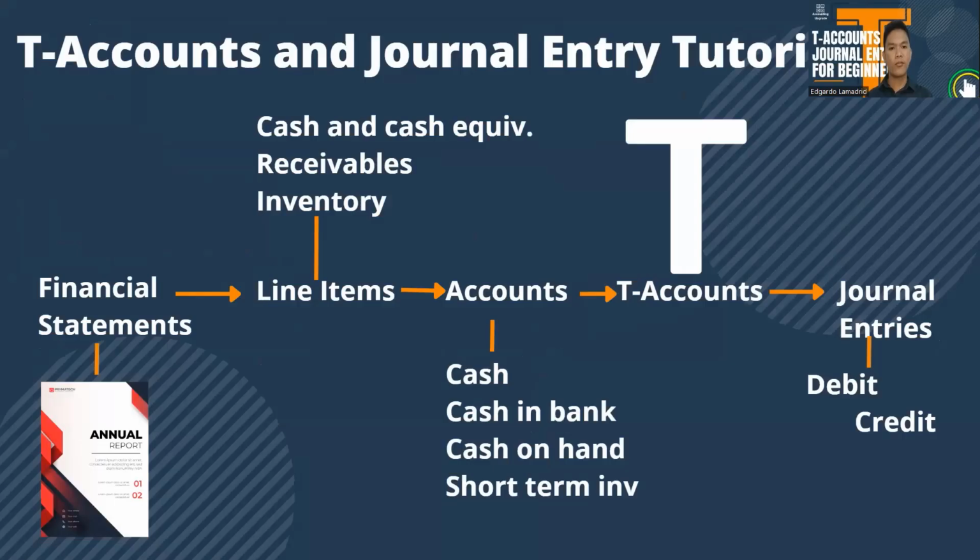Alright, here is the flow of our tutorial. So we will start from the financial statements. So we will dissect that and check the line items or the classification of each transaction, which might be cash and cash equivalents, receivables, inventory, property and equipment, or trade and other payables, and others. Alright, so after checking on the line items, we will look into the accounts, which might include cash in bank, cash on hand, short-term investments, and others.